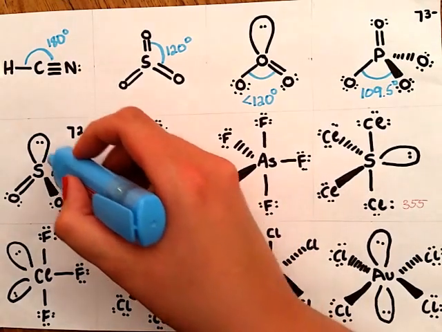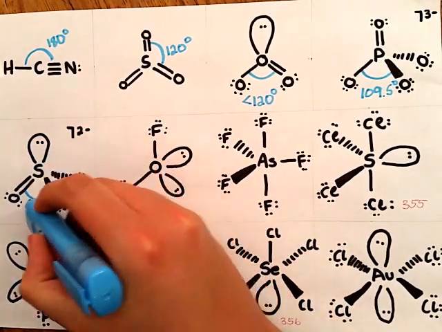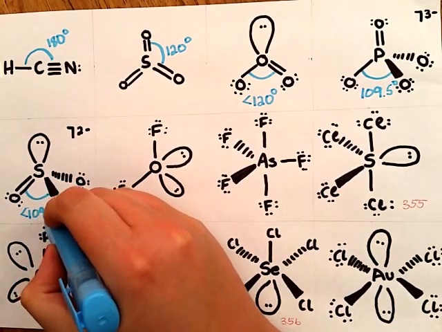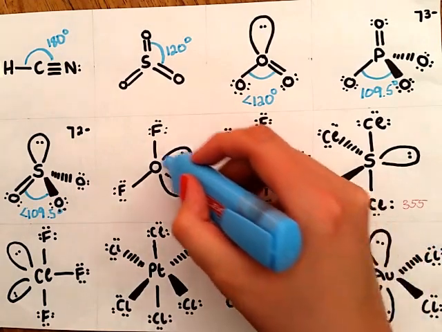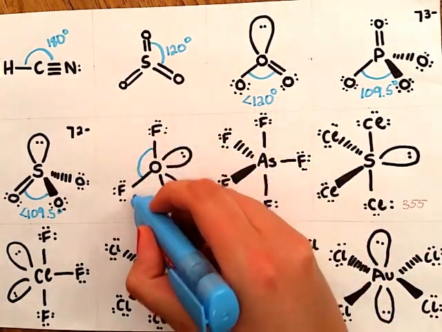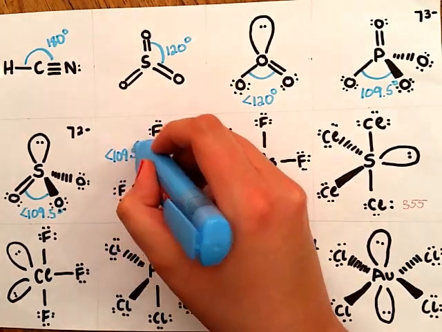Here, again, the presence of a lone pair will push these angles to being less than 109.5 degrees. Likewise, in this structure, the angle will again be less than 109.5 degrees.